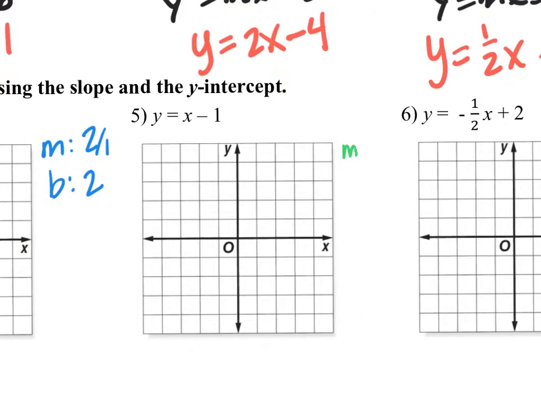Let's start with our m and our b. My m is 1. It's 1 over 1, or 1. My b is -1, so I'm going to graph -1 right there on my y-axis. And then I'm going to do 1 over 1: rise 1, run 1, plot. You good with that? Remember, it's a positive slope, so it's going up the stairs.